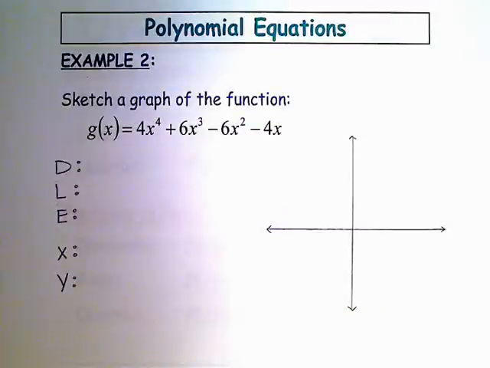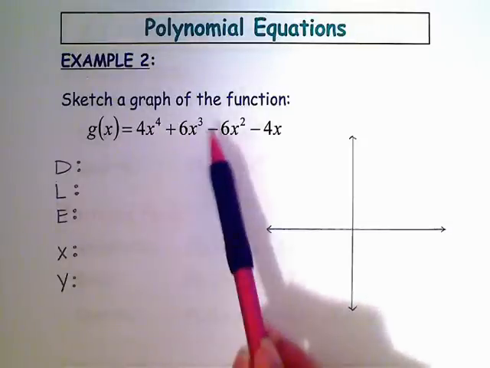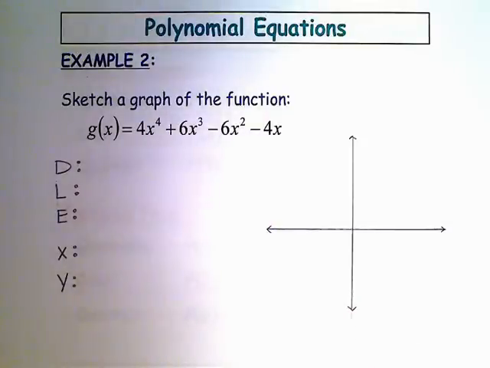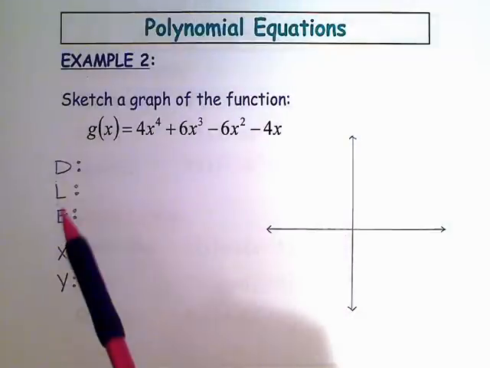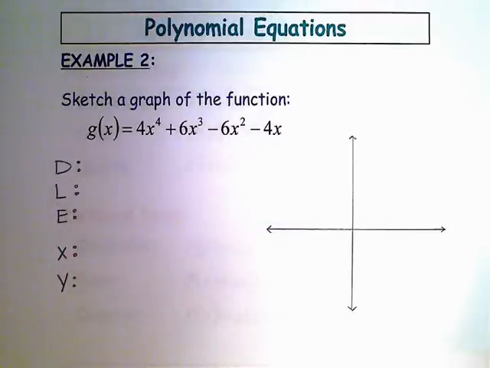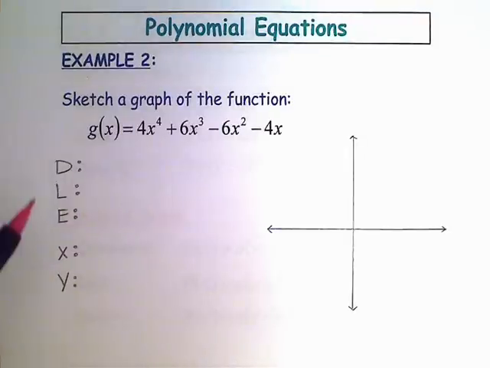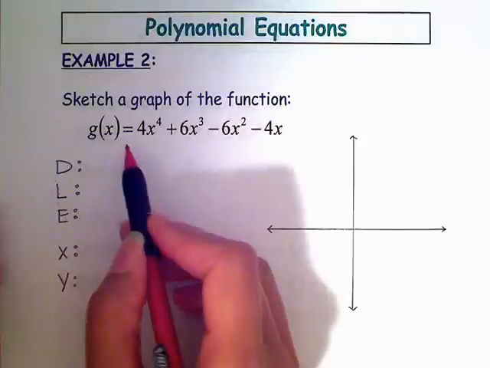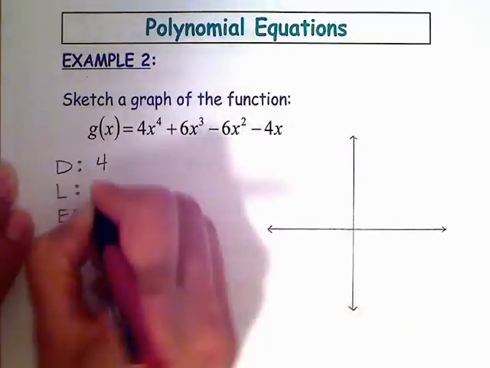Okay, in example 2, we're asked to sketch a graph of the function g of x equal to 4x exponent 4 plus 6x cubed minus 6x squared minus 4x. If we think back to how we graphed polynomial functions in the past, we looked at DELXY. If you think back to what this acronym stands for, it means we're looking at the degree of the polynomial, the leading coefficient, whether it's positive or negative, the end behaviors of the function based on the degree and the leading coefficient, any of the x-intercepts, and then the y-intercept as well. Some of the information we already know. The degree of the polynomial is degree 4, and the leading coefficient is positive 4.